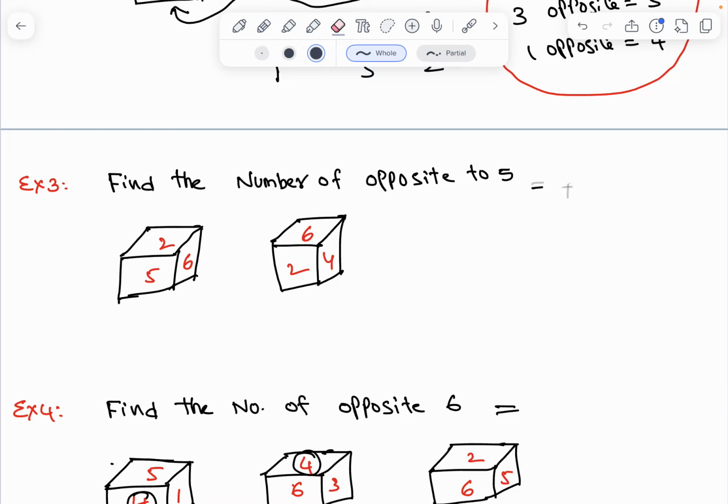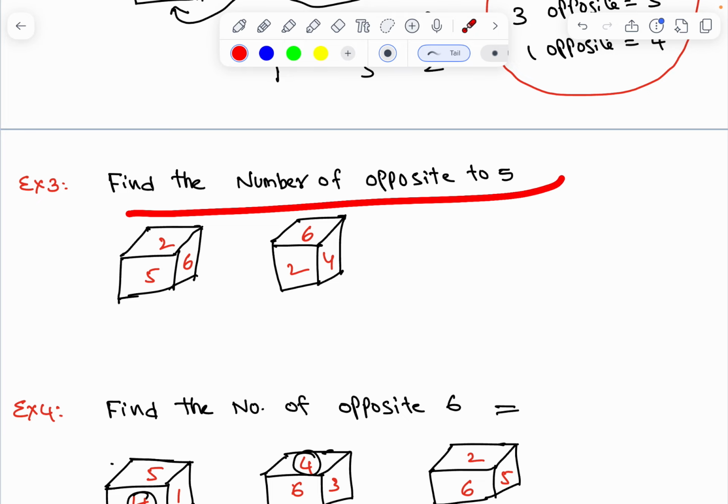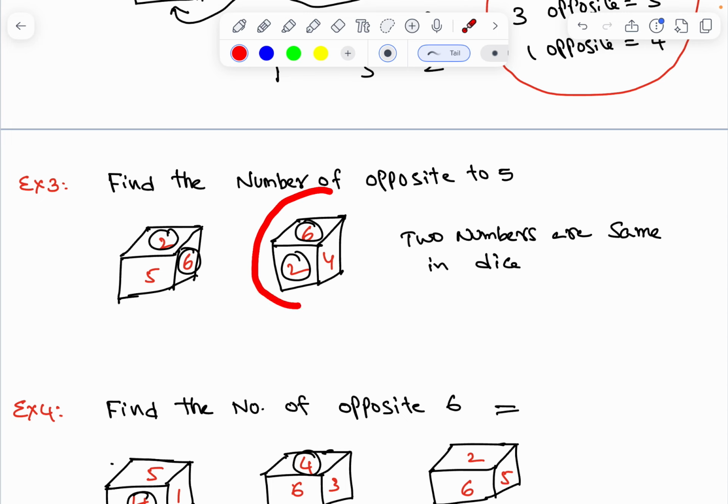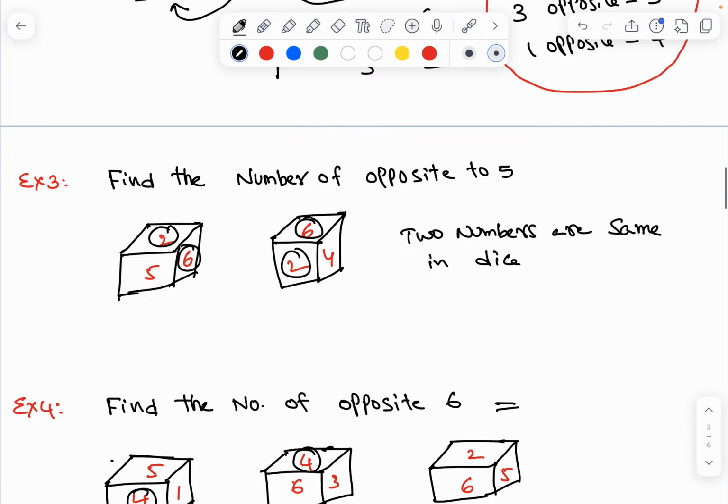Next question. Find the number opposite to 5. You can observe here 2 and 6 are common. Two numbers are the same in the 2 dice. Therefore, according to rule 2, the opposite of 5 is equal to 4. This is the answer.